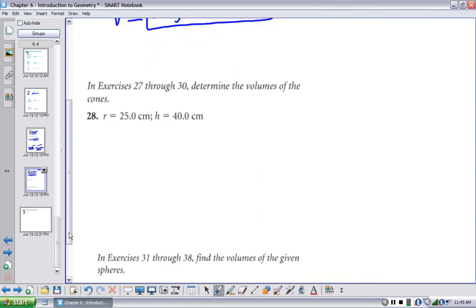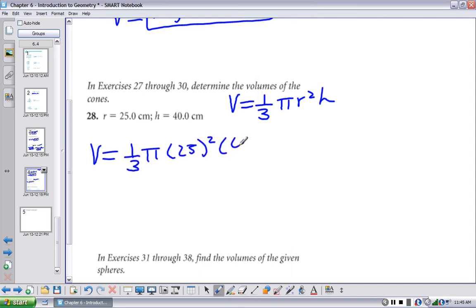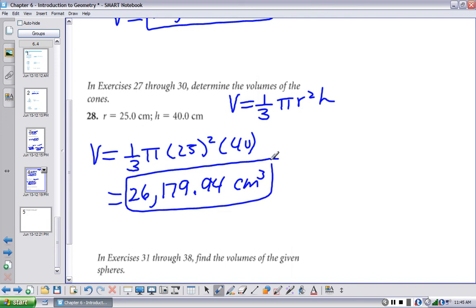Number 28 wants us to find the volume of the cone. Remember, the volume of a cone is 1/3 pi r squared h. So it's 1/3 pi 25 squared times 40. And this should give us 26,179.94 cubic centimeters.